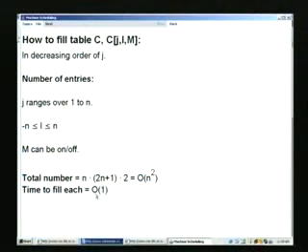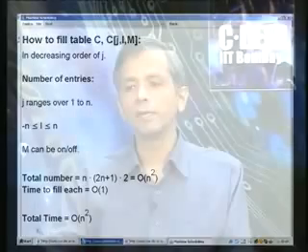Time to fill each entry. Our recurrence can be evaluated in constant time, or each single step can be evaluated in constant time. So it is O of 1, and as a result, the total time is O of n squared. So we will fill the entire table in O of n squared time.